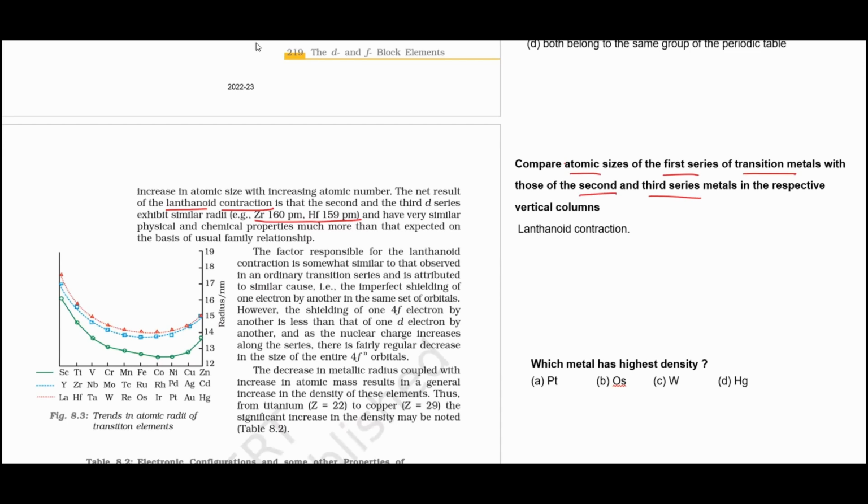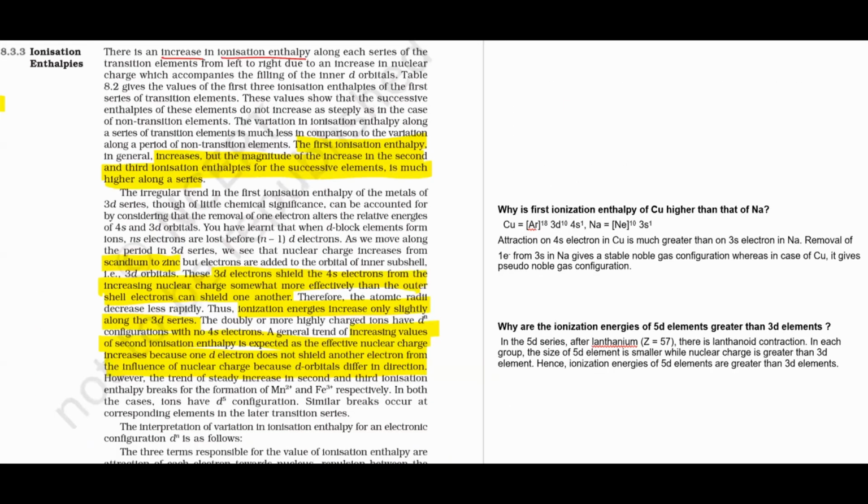Then we have density. Here, density is being discussed. Which metal has the highest density out of these? Platinum, osmium, tungsten, and mercury. Osmium has the highest density. Osmium and iridium are the most dense metals. We move on to the next point, that is ionization energy. Now, in general, the ionization energy varies inversely with respect to size. So when size is small, ionization energy is large.